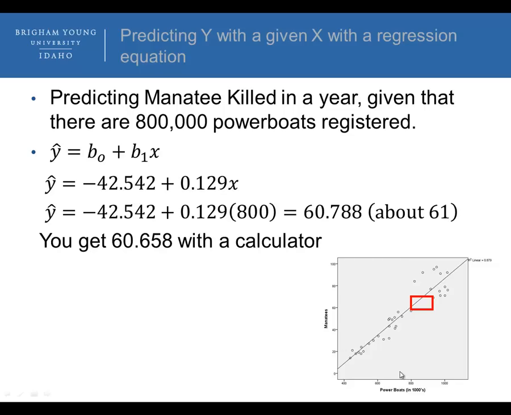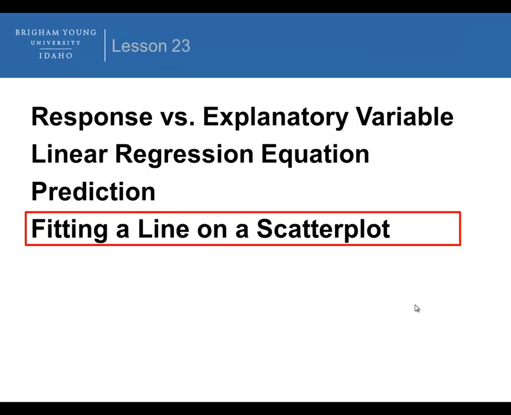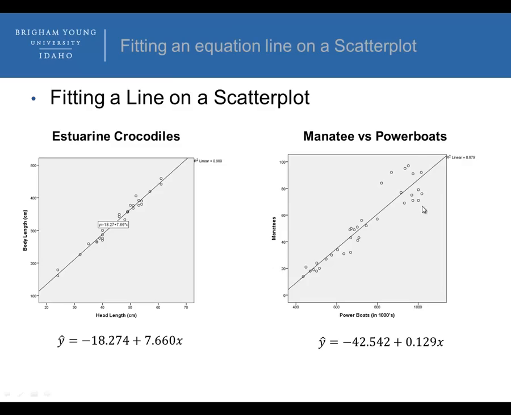Okay, and so if you go down below here where there's 800, you can see that it's about 61 or so predicted number of manatee killed within a given year. Okay, so the last thing I want to talk about is fitting a line in a scatter plot. There are tutorials that you can follow with this, or there will be a video created for how to do this in SPSS.